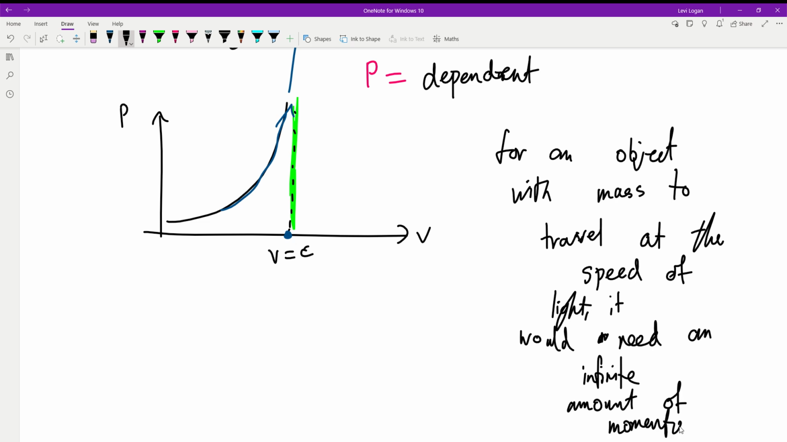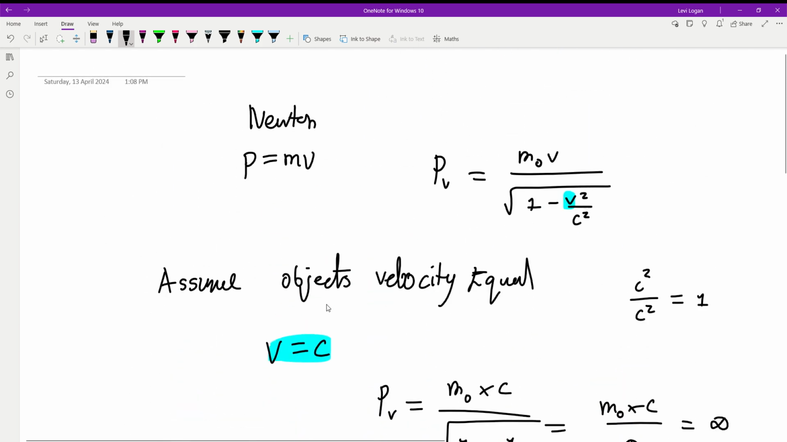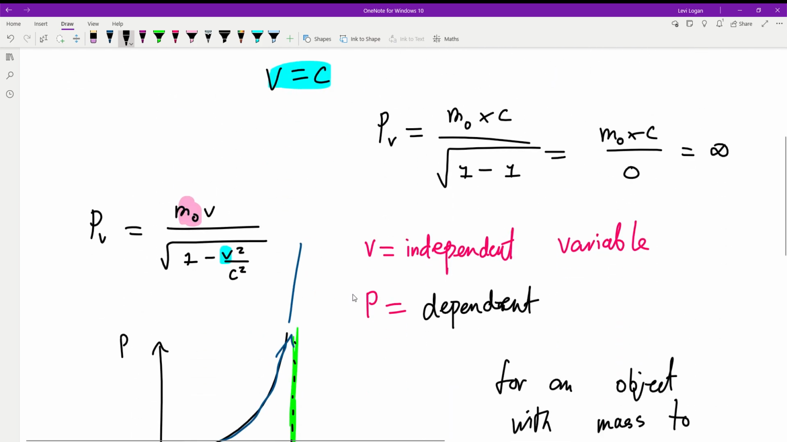Now, if you have an infinite amount of momentum, you would need an infinite amount of energy. So if your momentum is infinite, then your energy is also infinite. And we know we can't have an infinite amount of energy, because then there would be no universe or nothing, okay? So that is why an object with mass cannot travel at the speed of light.